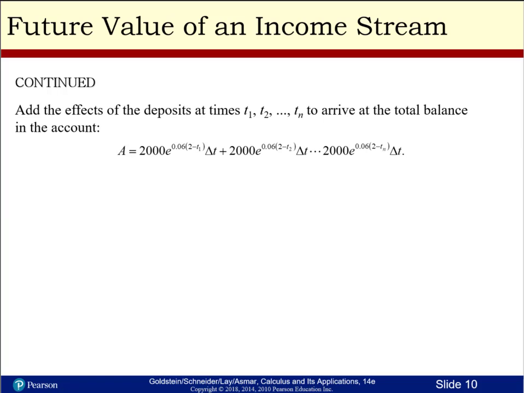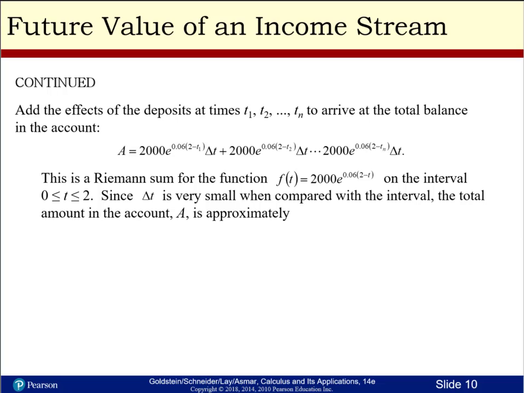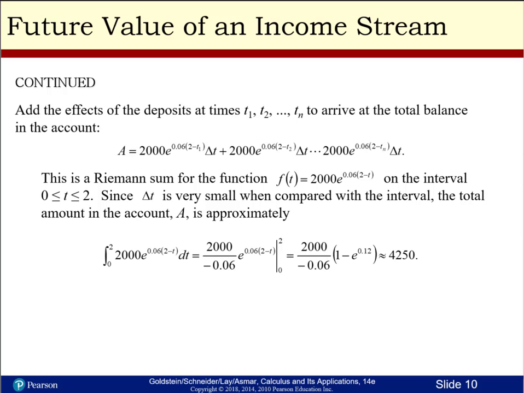So our amount is going to be equal to the sum of all of these deposits plus the interest that this is earning. Now this is a Riemann sum for the function f of t equals 2,000 e to the 0.06 times 2 minus t. You can see that raised to that power there because you could factor that out on the interval from 0 to 2. Since delta t is very small when compared with the interval, the total amount in the account A is approximately the integral from 0 to 2 of 2,000 e raised to the 0.06 times 2 minus t.